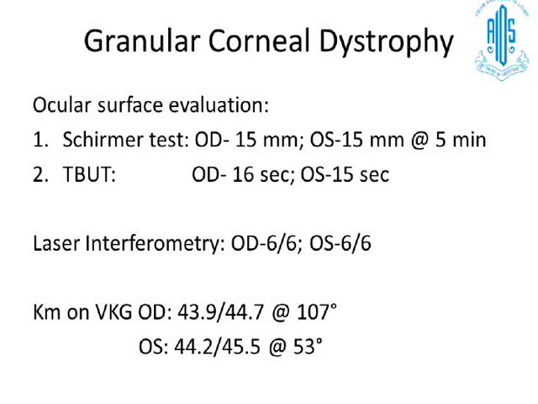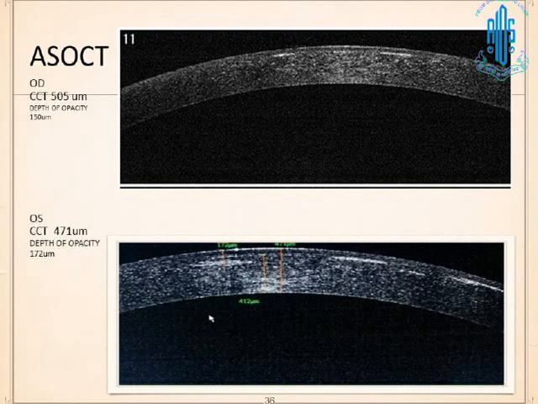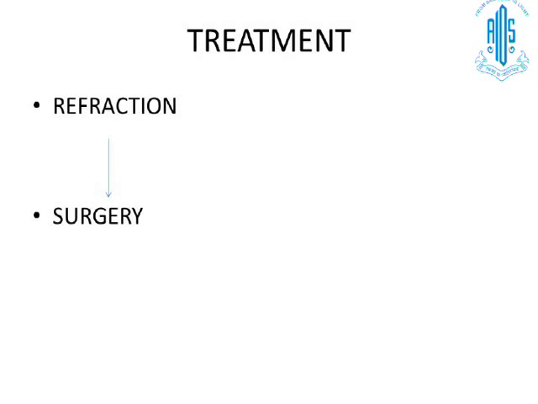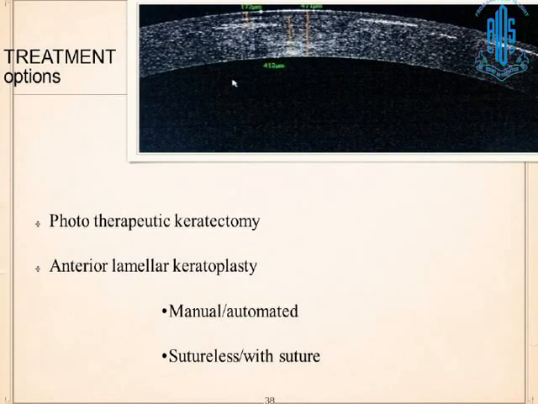Her tear function tests were normal, and she had good visual potential, and she had some astigmatism. The ASOCT confirmed the depth of opacity; the cornea was a little bit thinner on the left side, 471 microns, and the depth of the opacity was estimated to be 172 microns. First option was refraction. She was refracted, her right eye improved, but the left eye was not adequate to suit her requirements, so we went for surgery.